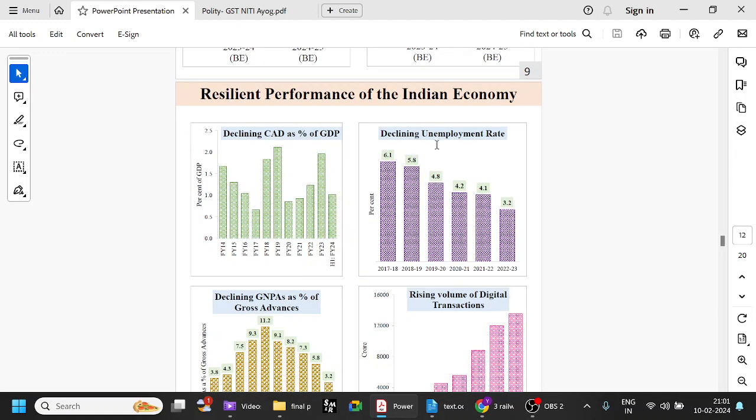So the unemployment rate is decreasing. Till now, we have seen all the things are increasing, right? And here we have the unemployment rate decreasing. In 2017, it was 6.1, and now it has come down to 3.2.